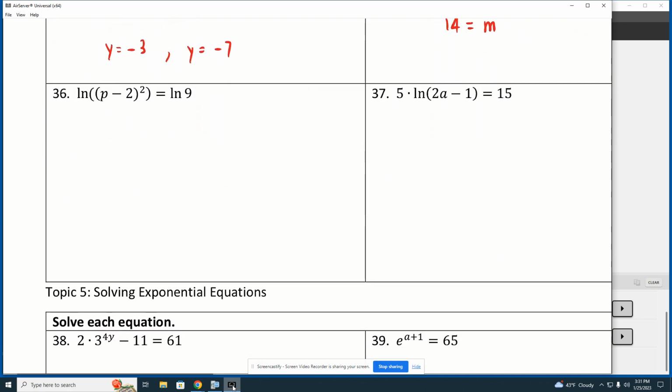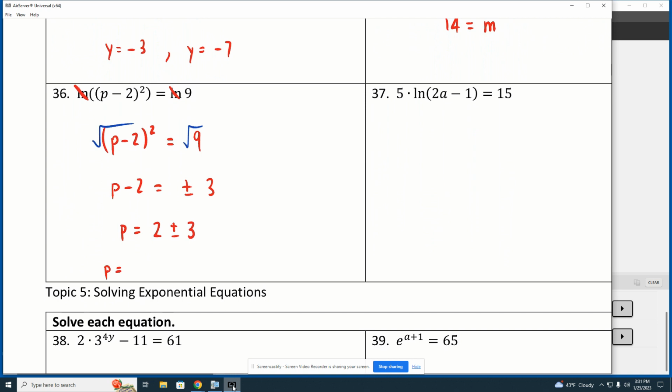Look at number 36. Definitely see a log on both sides. We're going to knock them out. And this problem is very similar because you're going to have one that looks like this on the test. You're left with p minus 2 squared on the left side equals 9. Once again, how do I get rid of that square? I take the square root of both sides. We have to add plus or minus to my answer. And the square root of 9 is 3. So last we're going to add 2. So p equals 2 plus or minus 3.